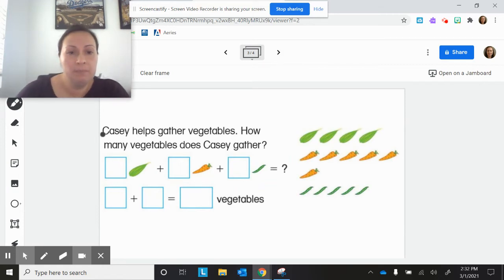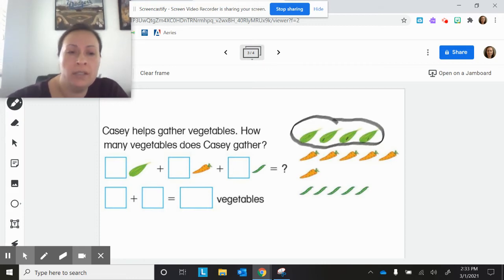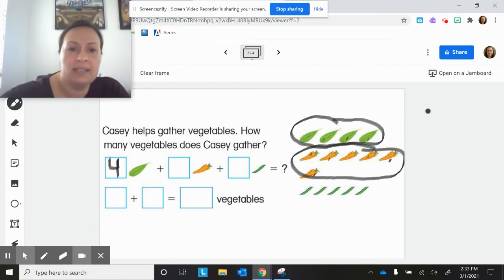Okay, it says, Casey helps gather vegetables. Yum. How many vegetables does Casey gather? Well, let's look at this first vegetable, which, you know what? I'm not even sure what kind of vegetable that is. Oh, I know. Corn. That's corn. Let's count the corn. 1, 2, 3, 4. 4 pieces of corn. So 4 corns. 4 corn on the cobs there. Let's put a 4. And then let's count the yummy, delicious, healthy carrots. 1, 2, 3, 4, 5, 6. So she has 6 carrots. Let's write 6.